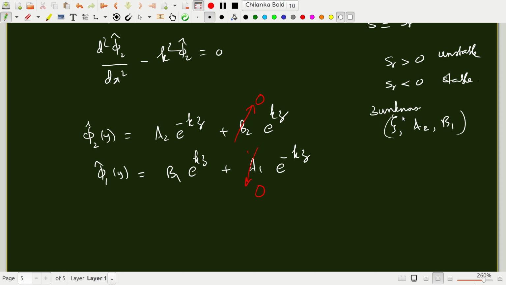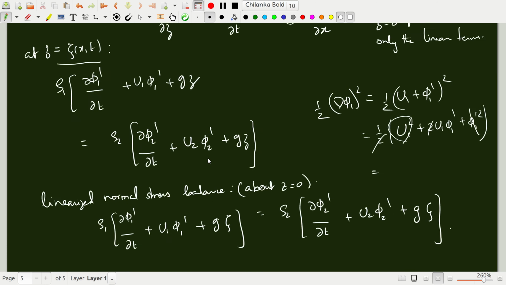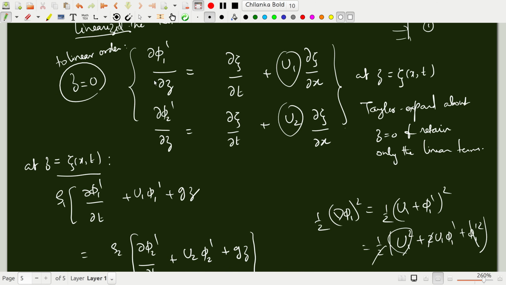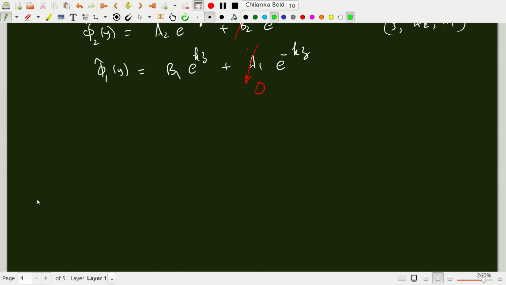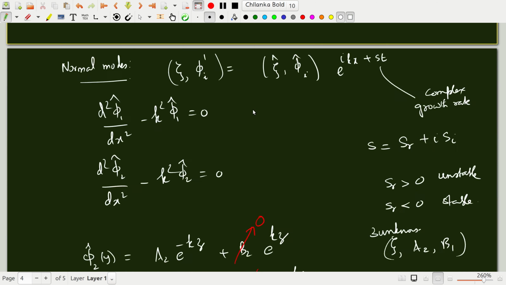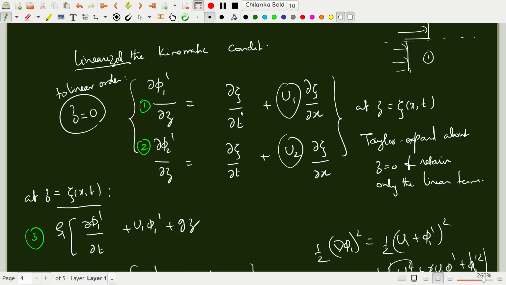And you have three homogeneous linear algebraic equations. Let me tell you what those interfacial conditions are. You have 1, you have 2, and you have 3. Okay, so we have these 3 equations and 3 unknowns, the velocity and 3 constants, which have to be determined.